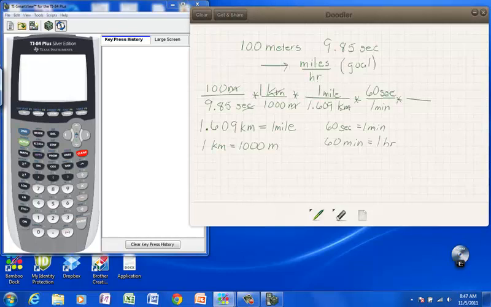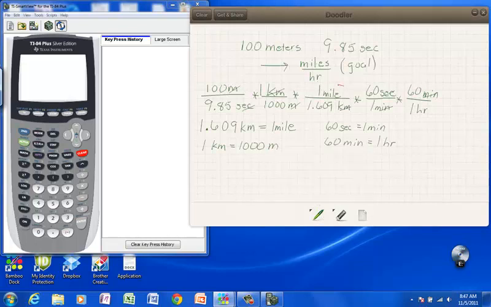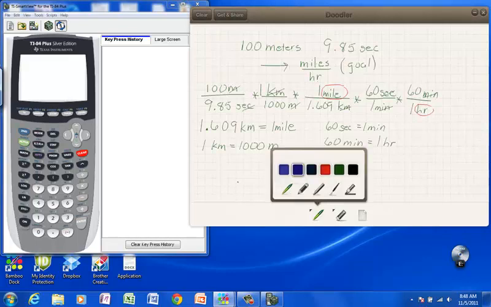Now I want the minutes to cancel. Make sure that you use the minutes to hours one. So we want to get to hours as our goal. Now if I look through at what's left, the miles were not canceled in the numerator, and the hours were not canceled in the denominator. So our goal was to get to miles per hour, which I have. Great. So let's go back and look at the numbers then.